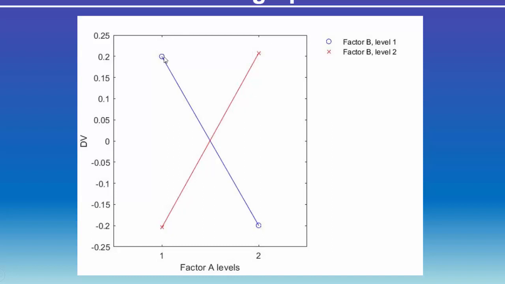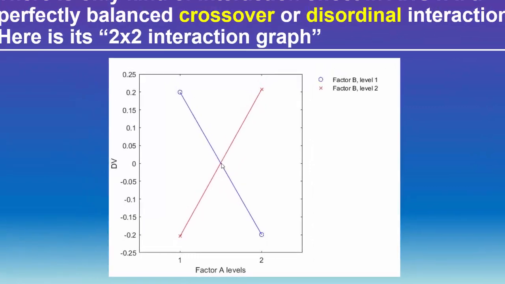And the interaction graph shows these two lines cross over perfectly symmetrically. So the overall mean is 0. And the overall main effects for factor A and factor B are 0.